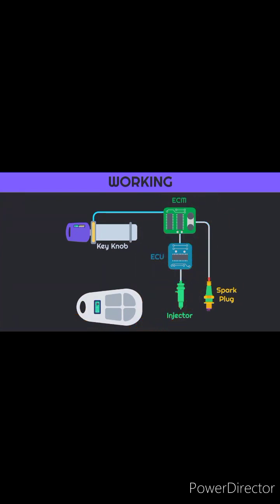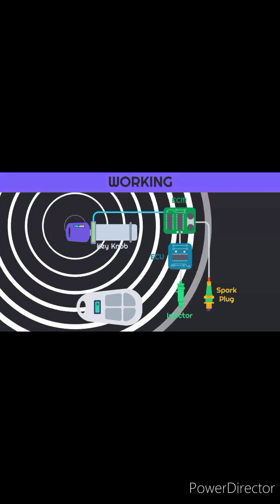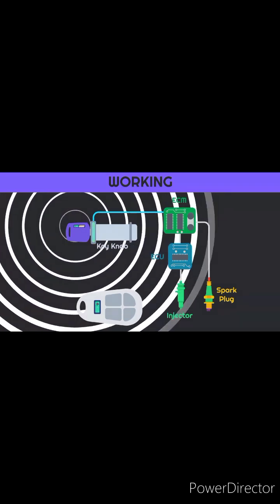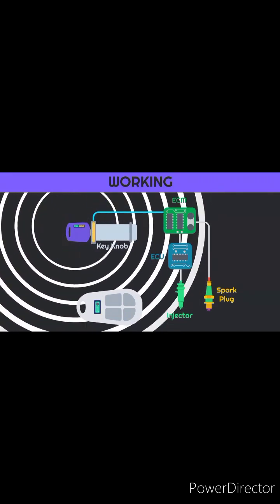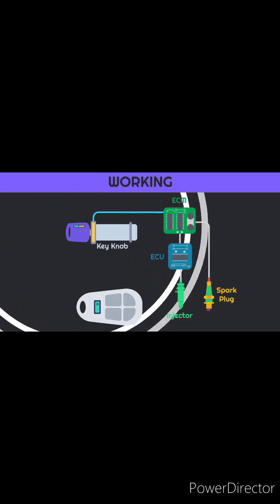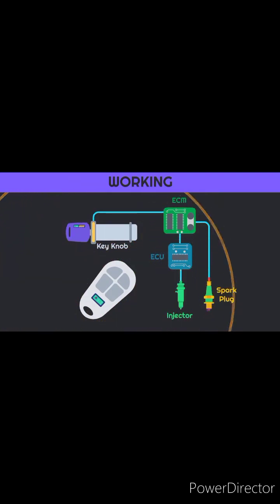If you insert a duplicate key, it transmits the wrong code or doesn't transmit the code at all, which means the ECU fails to identify the key and thus the engine cannot be started due to ignition and fuel system cutoff. In case of keyless entry, the transponder uses the remote battery and transmits the signal which is further received by the ECM, and thus the car can be started.